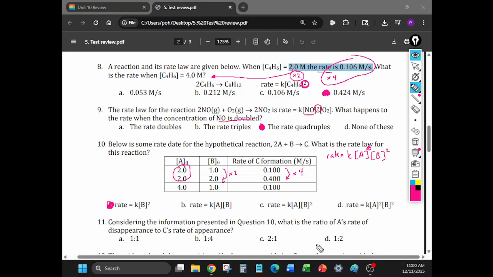All right, so number 11 is connected to number 10. It's asking what's the ratio of A's rate of disappearance to C's rate. So we're comparing A's rate to C's rate. And for this, we need to look at the mole ratio. If you look at the equation, the coefficient for A is 2, so it'll be 2. C's rate is 1, so it'll be 2 to 1.